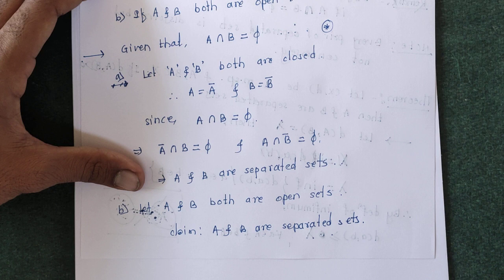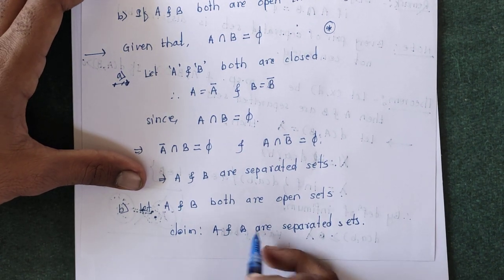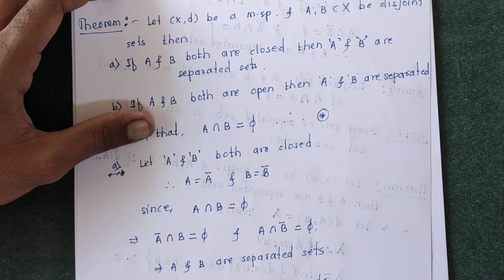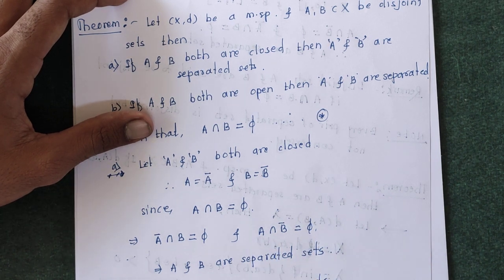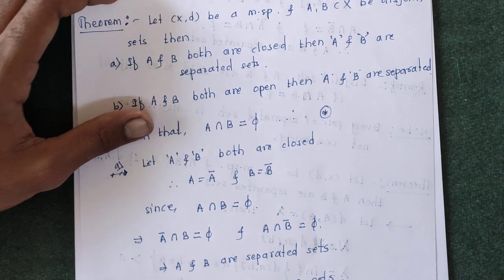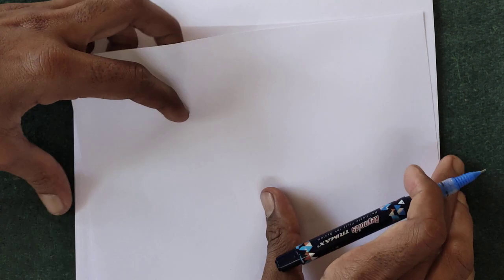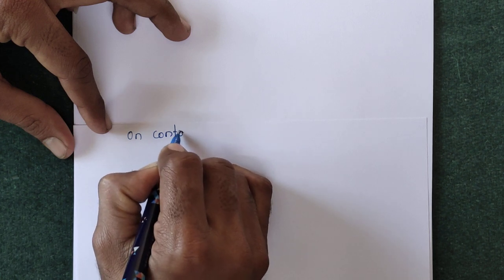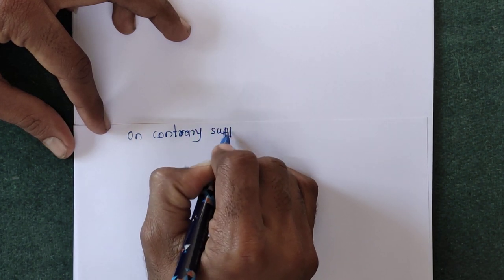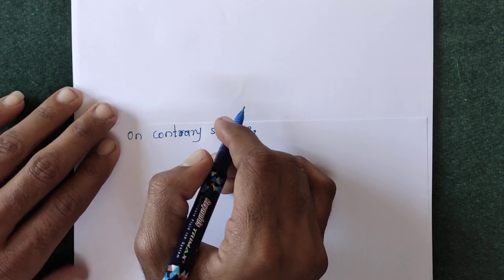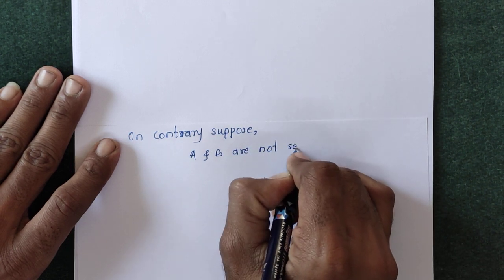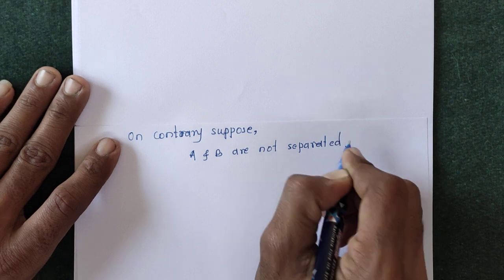So now we will prove this result by contradiction. On the contrary, we will suppose A and B are not separated. That is, A closure intersection B is non-empty and A intersection B closure is non-empty. By contrary, I assume that A and B are not separated sets.